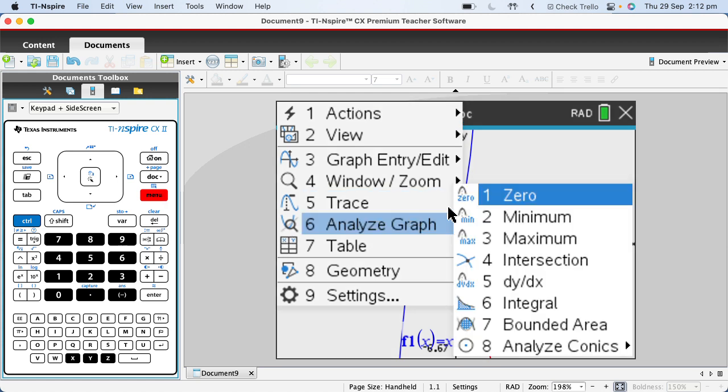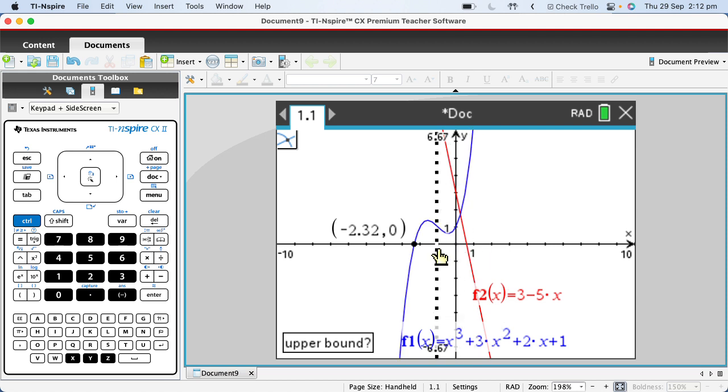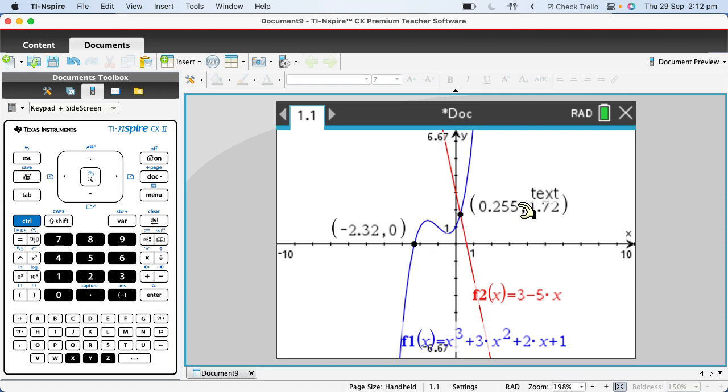Analyze graph. Intersection. So I'll go to the left of the intersection that I can see visually and to the right, and that'll show me the point of intersection here.